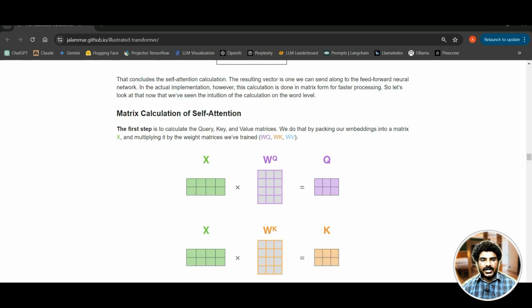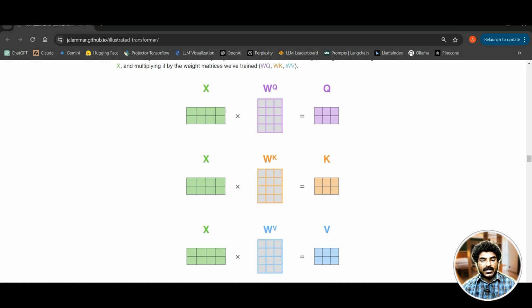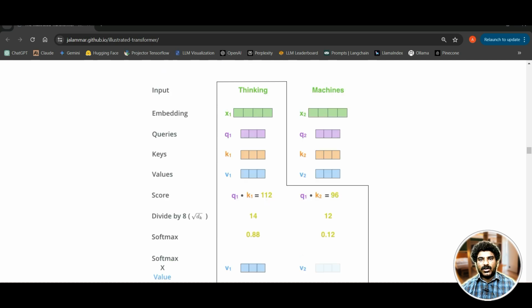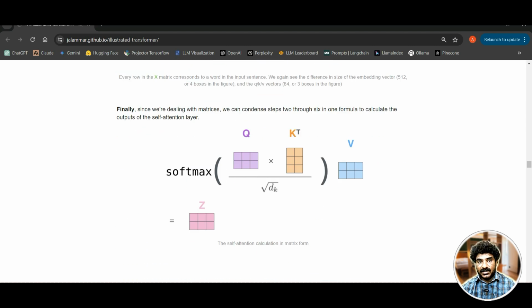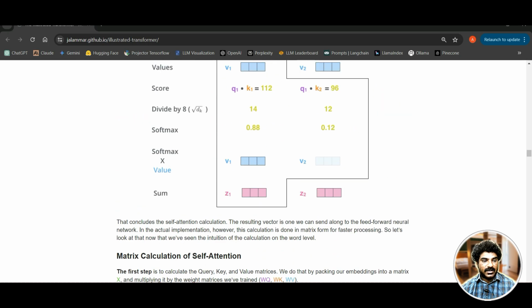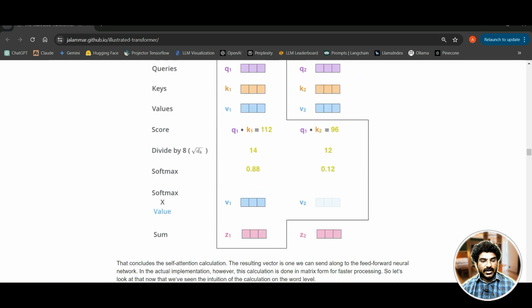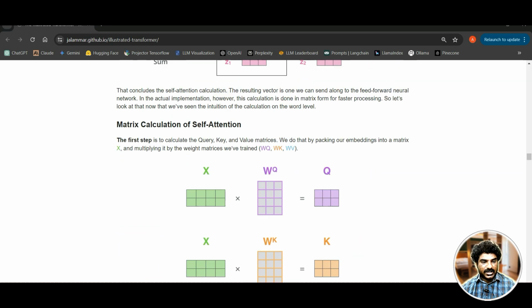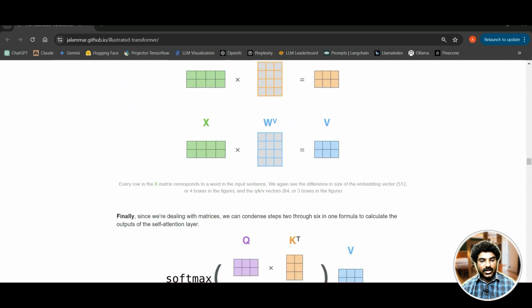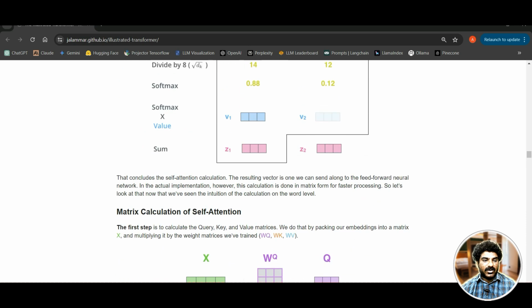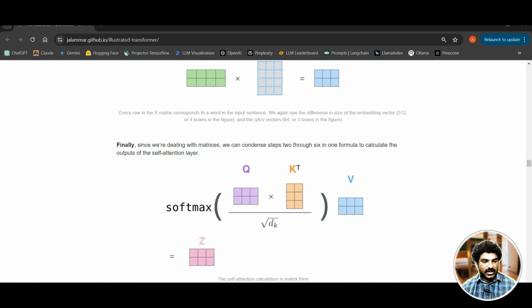We already saw the matrix calculation. You multiply the input with the weight of the query vector, and you get the query vector. Similarly, you multiply x with wk, you get the key vector, and x with wv, you get the value vector. Whatever you are following in step 1 to step 6 here can be represented like this. You use softmax here, then you use query, multiply this one, divide it by the square root of 64, then you have the multiplication with the value vector, and you get the z value. That's what is represented here.